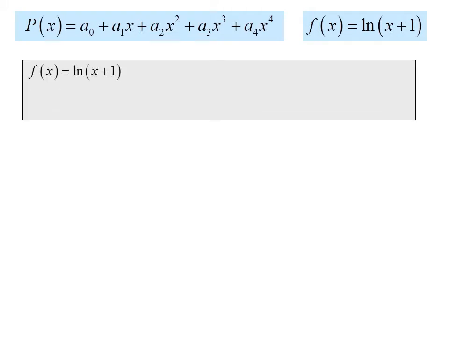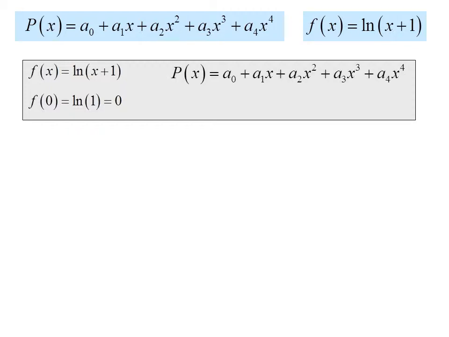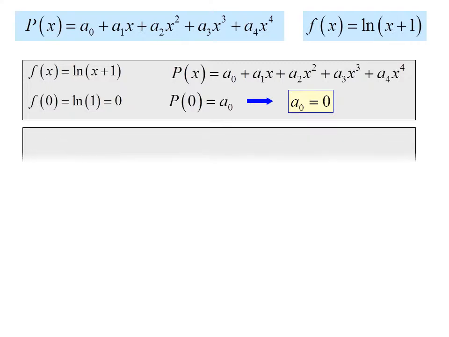So if f of x equals ln of (x plus 1), f of 0 equals ln 1, which is 0. If we take the form p of x equals our series, p of 0 would be a sub 0, because all the terms except the first one would cancel out. Therefore, a sub 0 must be 0.